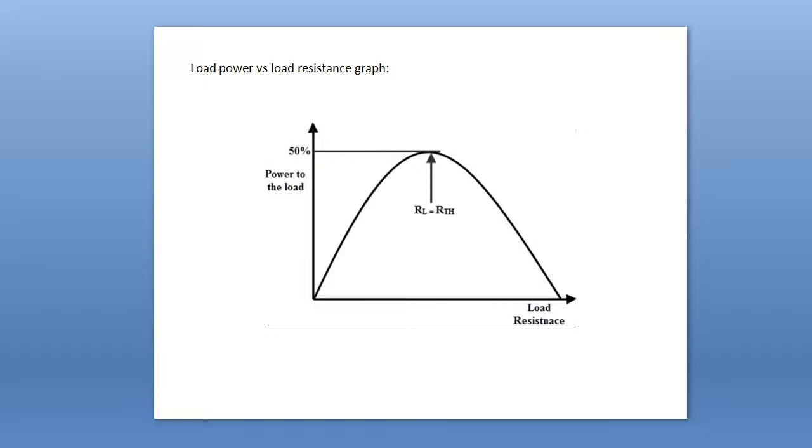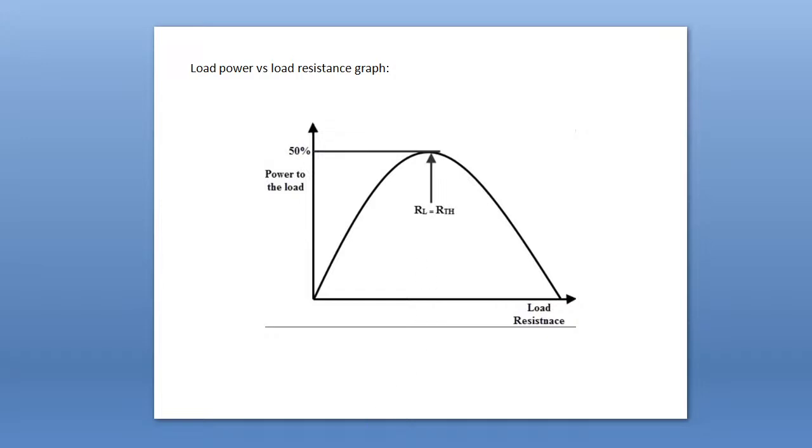This curve attains a maximum value at source resistance equal to load resistance. You see the point indicated by an arrow, and you see here RL equal to RTH. RTH is nothing but the Thevenin equivalent resistance of the circuit, that is the input resistance or internal resistance of the circuit, and this is the load resistance. At this point, where load resistance equals the internal or source resistance of the circuit, you will get maximum power, and at this point the efficiency is 50%.